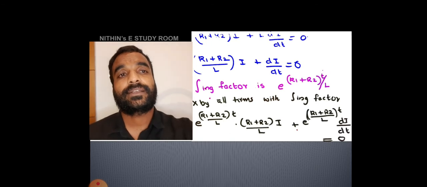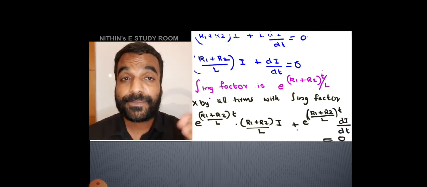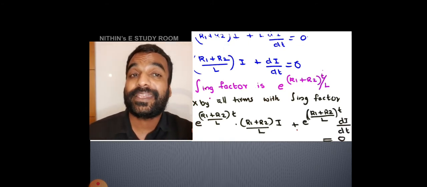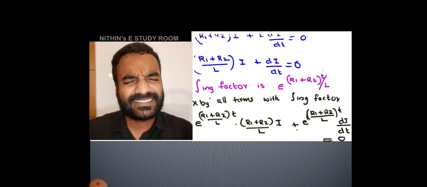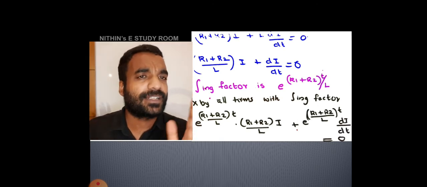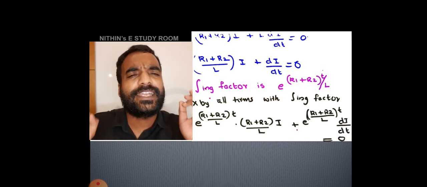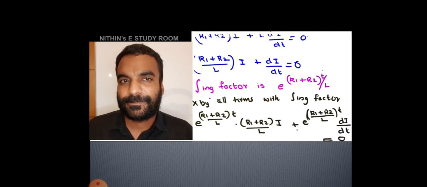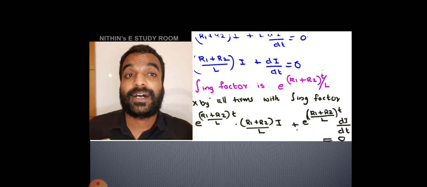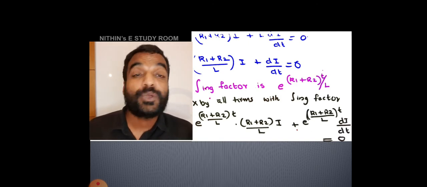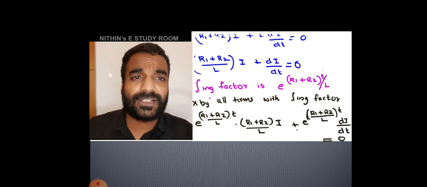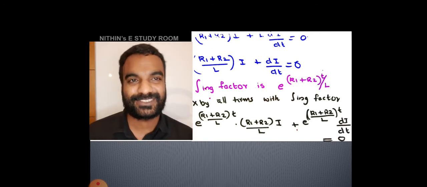Now you will get the coefficient of the basic variable I as R1 plus R2 by L. These terms should be taken for forming the integrating factor. This is the same thing we already did in the derivation. Follow the same steps and you will get the correct answer. But the values will be different. R1, R2 will be different. Whatever components are there in the circuit may differ. You have to follow the same method, but not the same values.